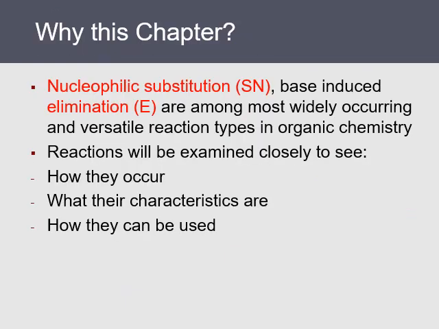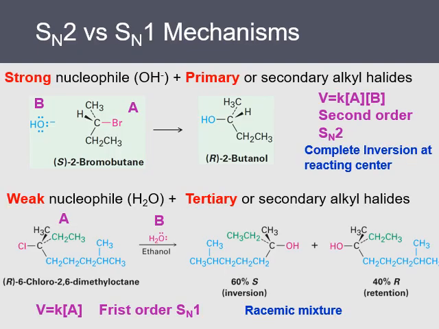Nucleophilic substitution and base-induced elimination are among the most common reaction types in organic chemistry. In this chapter, we are going to look at how they occur, what their characteristics are, and how they can be used. Nucleophilic substitution reactions undergo two types of mechanisms, SN1 and SN2.